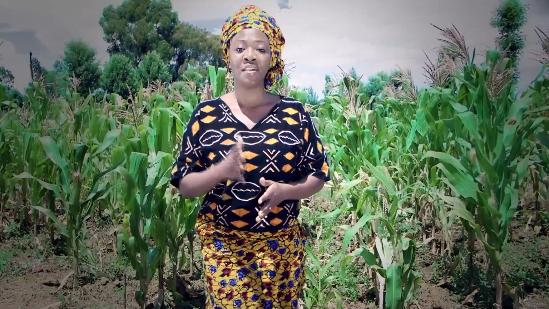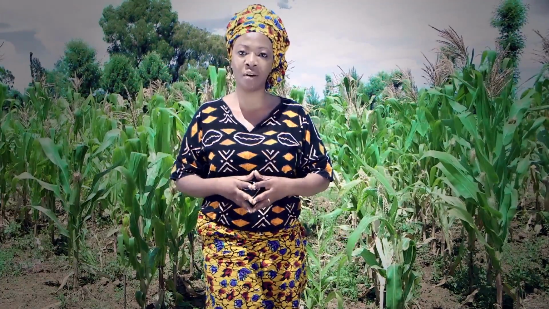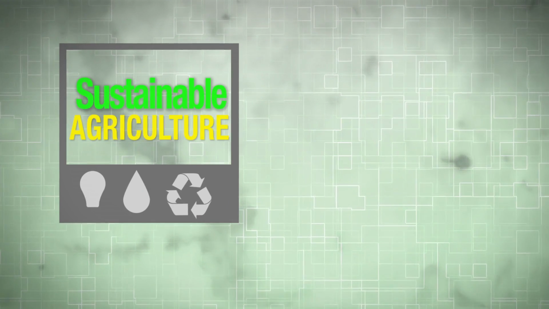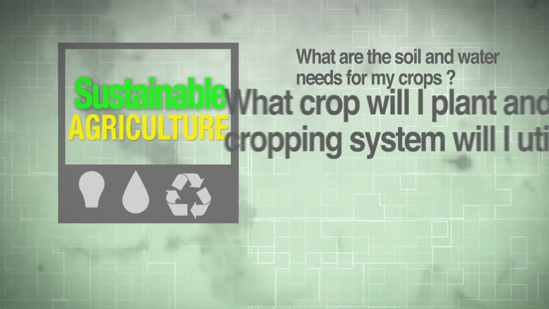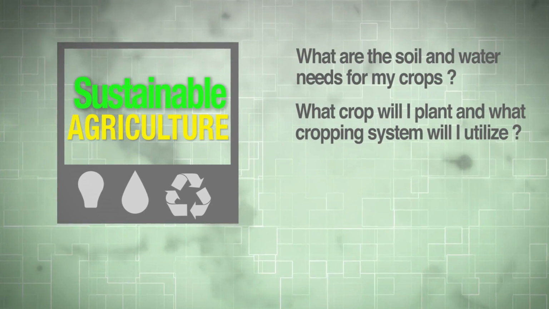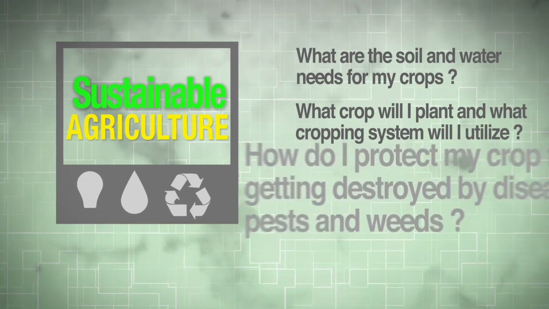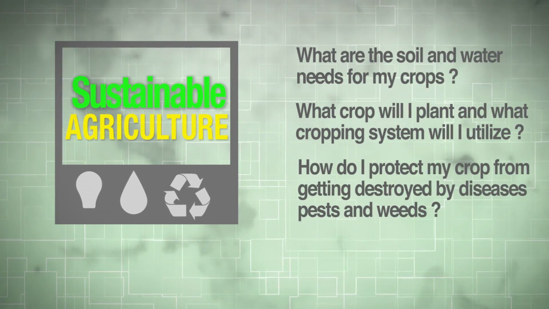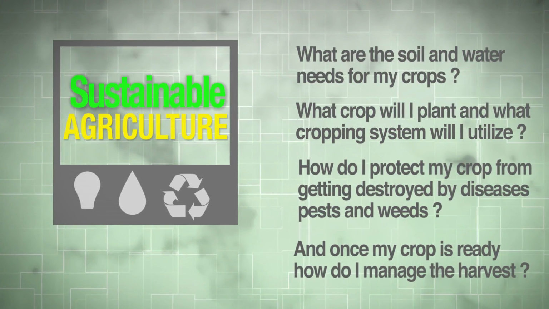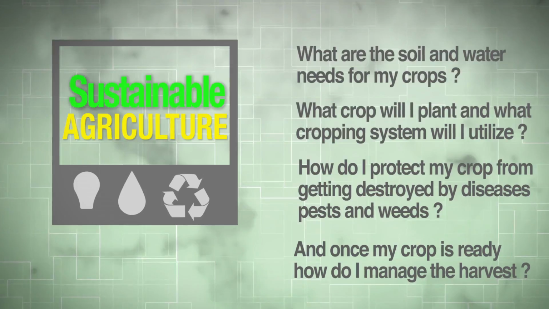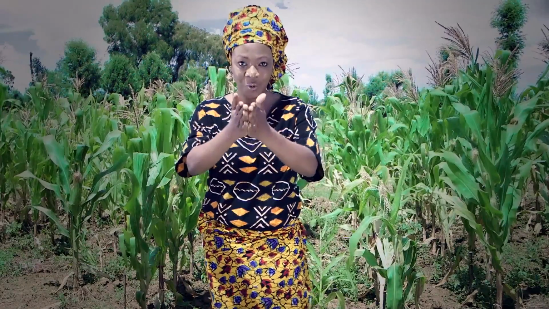These are a number of questions that any crop farmer seeks to answer in his attempt to achieve sustainable agriculture. What are the soil and water needs for my crops? What crop will I plant and what cropping system will I utilize? How do I protect my crop from being destroyed by diseases, pests, and weeds? And once my crop is ready, how do I manage the harvest? This module will teach you about all the factors mentioned above as shown in the chart on your screen.